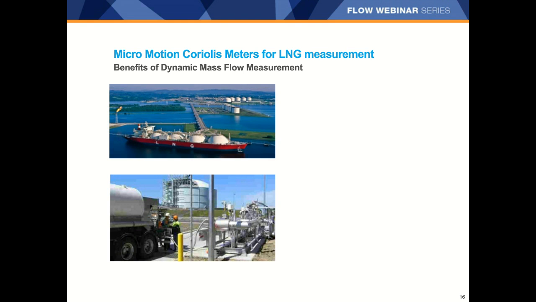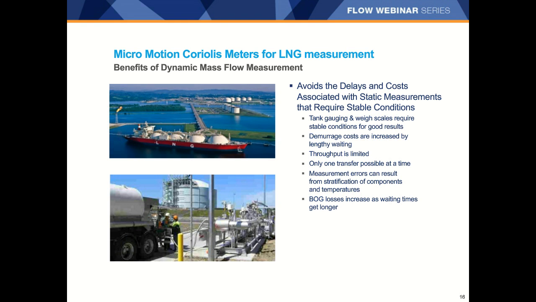Having equipment and capability to make a dynamic measurement with a Coriolis meter helps LNG terminal, station, and fleet operators first and foremost by eliminating the delays and costs that they face with tank gauging and weigh scales because of the need to wait for stable static measurement conditions. With a dynamic measurement, at the moment product stops flowing, you already have your transfer quantity measurement.